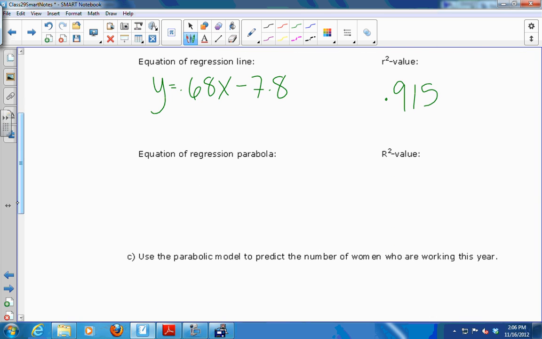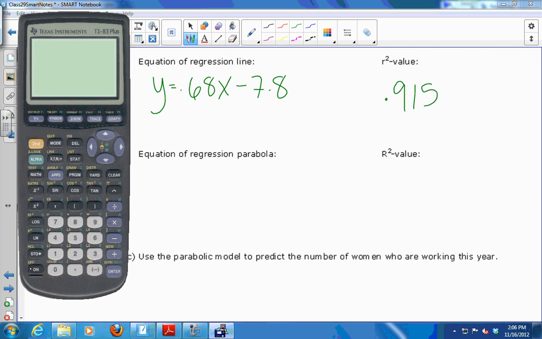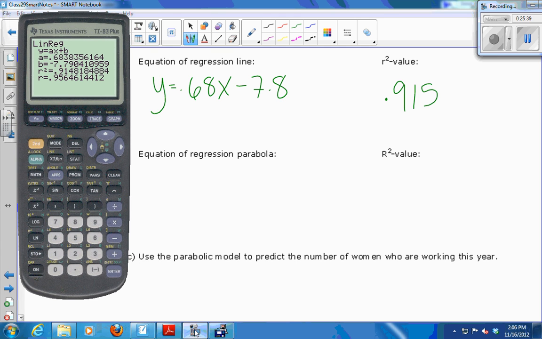Okay, so let's go back to the calculator. If I did everything right here, when I go to y equals, the equation of the line should be in there. So I can just press graph and I can see how close the data points are to that line. It's not bad. It's not too bad of a fit. And 0.915 is not too bad of an R squared value. So we could be happy with this. We could say this is pretty decent.